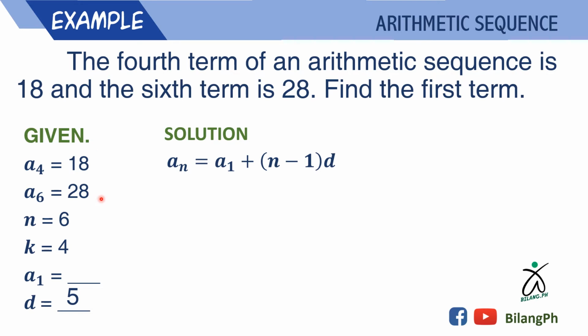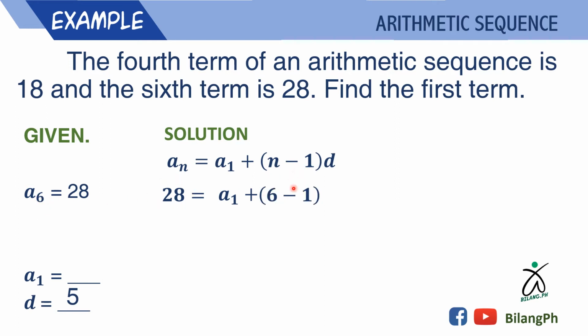Let's say yung A sub 6 ang gagamitin natin as our last term. So, A sub n, or yung last term mo dyan ay 28. Ang first term, di natin alam, plus ang n, pang ilan ba si 28? Yun ay pang 6. Minus 1, ang common difference ay 5. 6 minus 1 is 5. Yung iba, kopyahin lang. So, 28 equals A sub 1 plus 5 times 5.